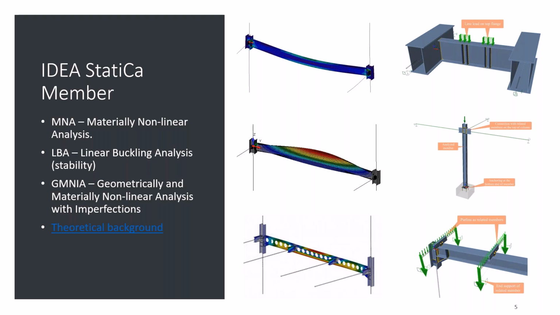Then the workflow process is summarized in 3 steps within IDEA StatiCa Member. The first analysis that we run is a materially nonlinear analysis, okay? And there we can review stresses and strains on the model, including the connections as well. And you can also review deflections. Then we run a linear buckling analysis to verify if there is a buckling issue in your model, okay? And finally, if needed, you can run an advanced geometrically and materially nonlinear analysis with imperfections, right? That is only if needed.